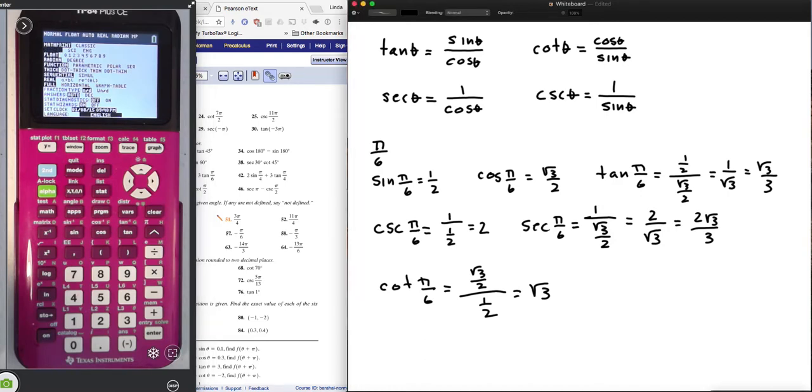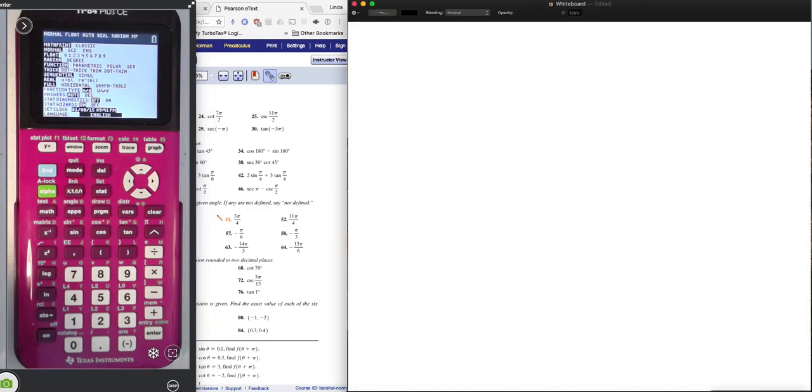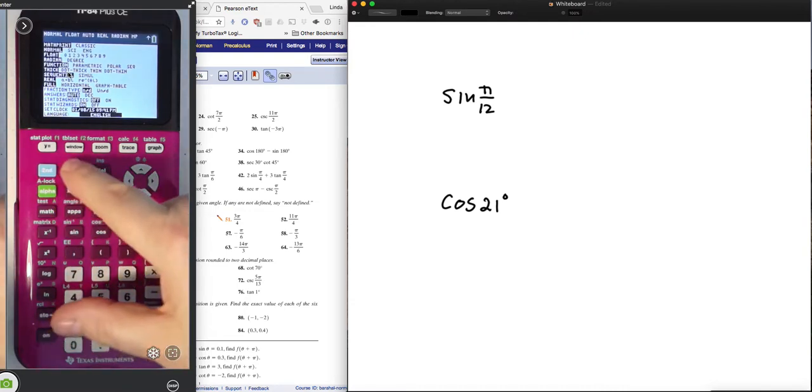So let me get up a clean page here. Let's say I've got 2 different problems. Let's say I want to evaluate the sine of pi over 12, and then maybe I want to do the cosine of 21 degrees. For me to evaluate on the calculator the sine of pi over 12, I have to have my calculator in radians mode. Mine's already in radians mode. So I'm going to exit out of this.